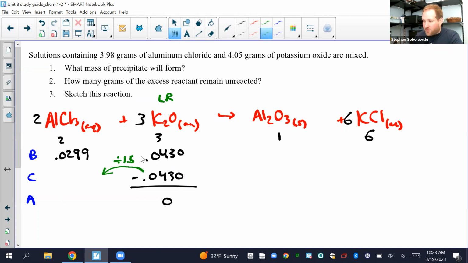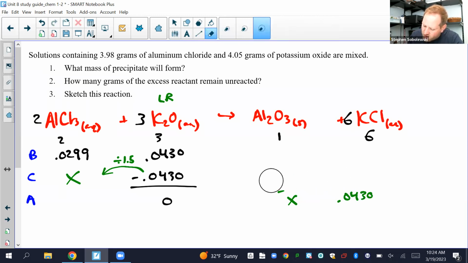You can divide by 3 and, yeah, that would work. Divide by 3, multiply by 2. There's several ways of doing this. You can even put an x here and cross multiply, just ignoring the 0.0299, where the setup would be 2 over x equals 3 over 0.0430. All right, well, I'm just going to divide it by 1.5. So 0.0430 divided by 1.5 gives me 0.0287.